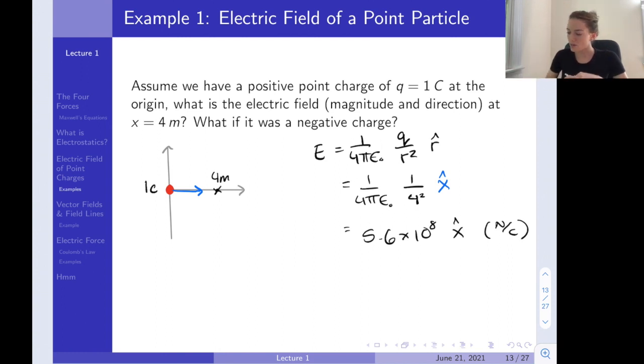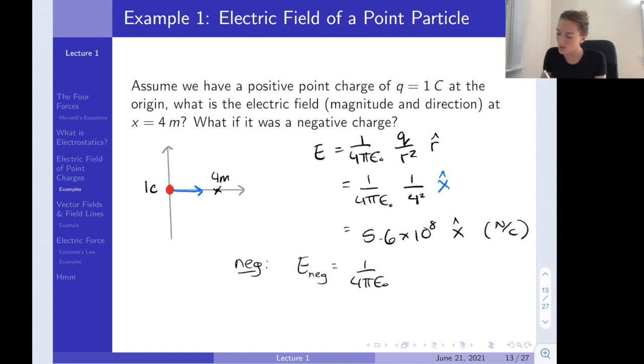Okay, then we want to know what if it was a negative charge? So if it was a negative charge, so let's just plug that in. So we'll say E negative. We'll start with the exact same equation, obviously, and then we're going to have still 1 over 4 pi epsilon naught. That doesn't change. And then Q, now we have, let's say, negative 1 Coulomb.